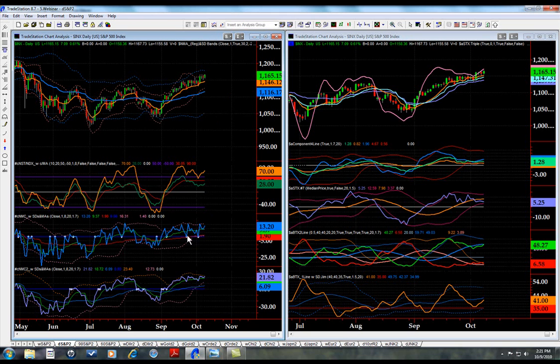We have further zero hits from above, right here and here and here, that have been powering the move up as well. So it's a bullish environment, folks.